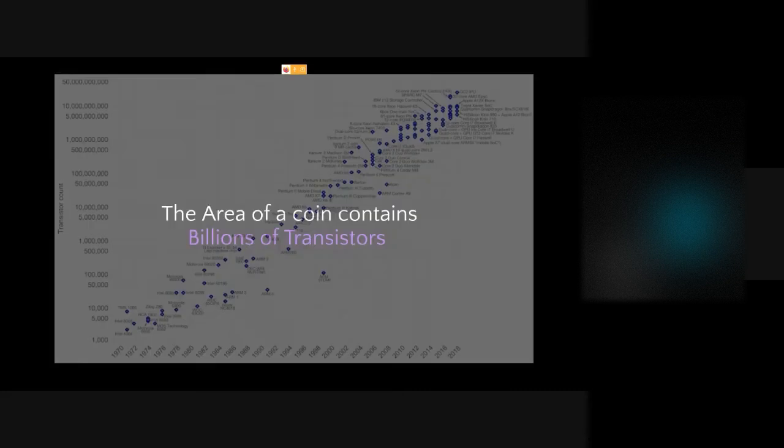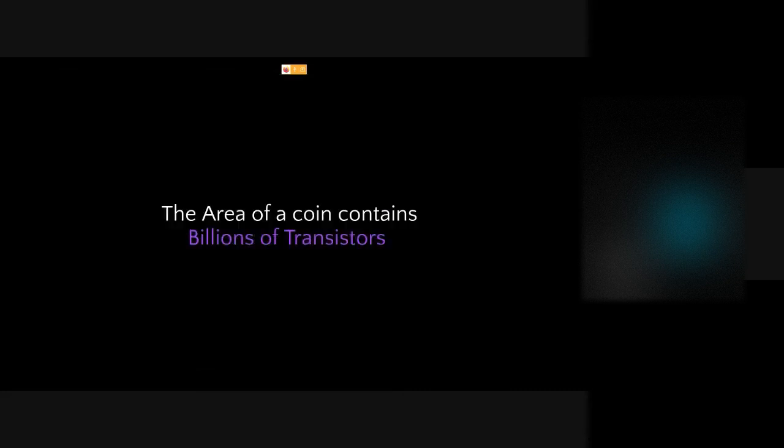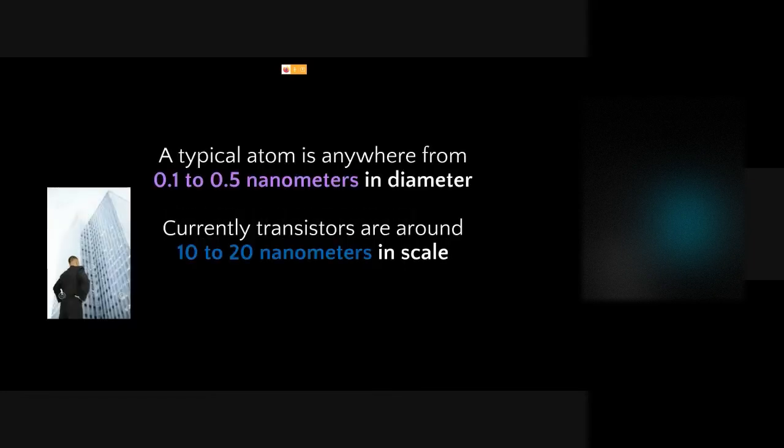The problem is that there are billions of transistors already in the size of a coin. The typical size of an atom is 0.1 to 0.5 nanometers in diameter, and that of transistors is 10 to 20. So this is really close. If you look at the image, the size of the man is that of the atom, and the size of the building is that of the transistors. So they are pretty comparable; transistors have reached a very small size now.